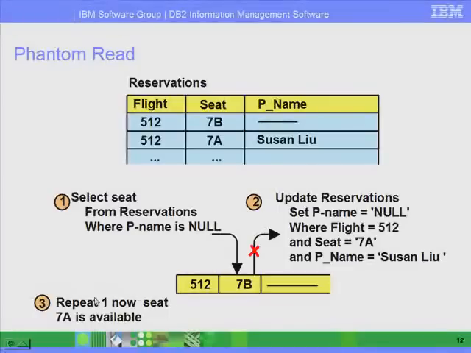Then when the first application issues the same select again, opens the same cursor again, he or she will get more rows. He will get two rows now, the first one and the second one, because now both of these rows have a p name of null. So this is called a phantom read, because in the first case when I open the cursor I only got one row, and in the second case I get two rows.